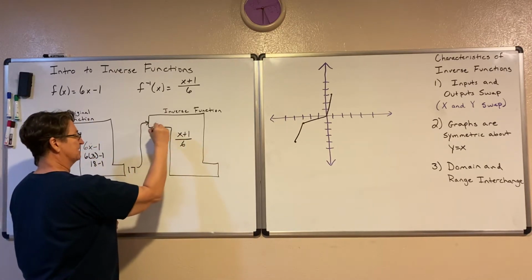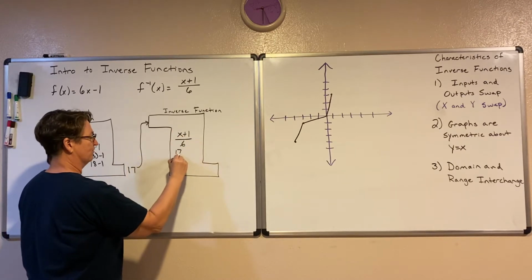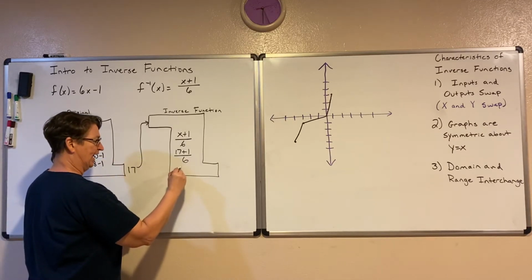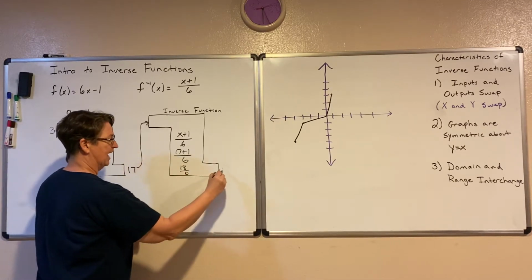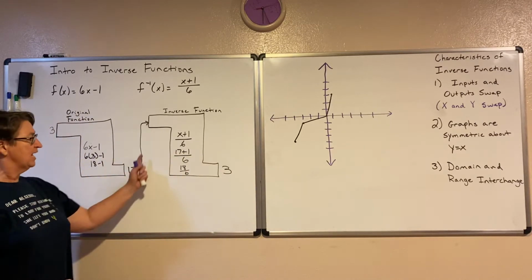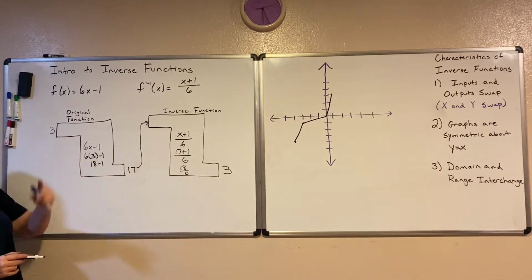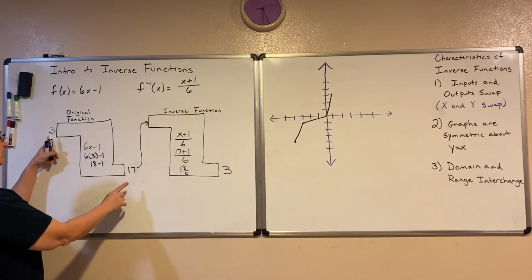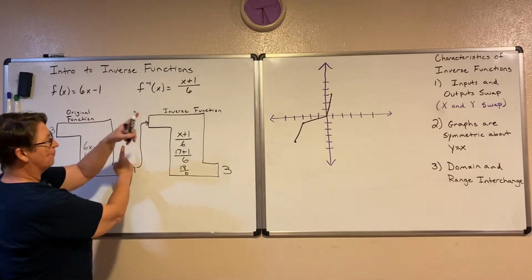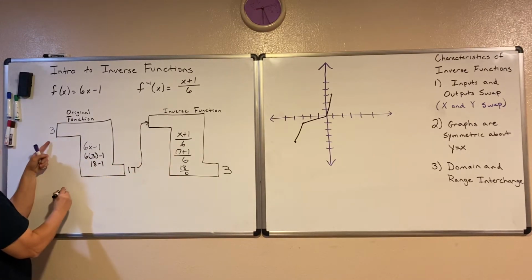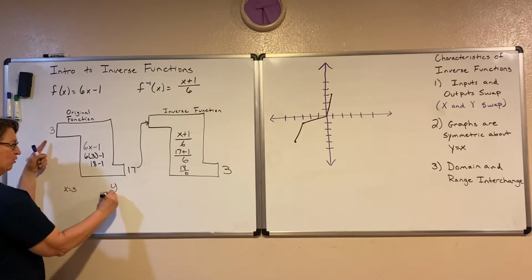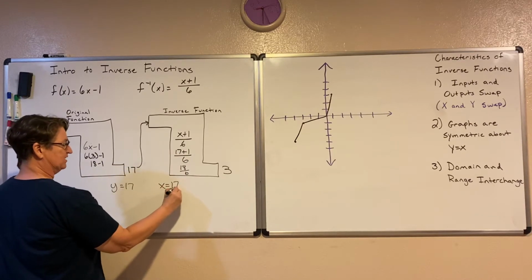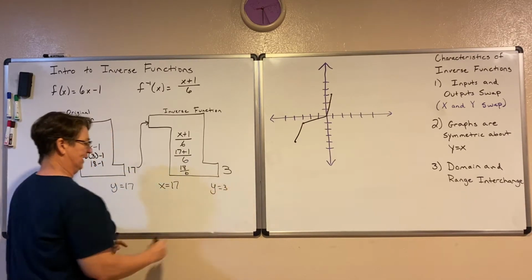I'm going to input that 17 in for the x. So I have 17 plus 1 over 6. Add 17 plus 1 and you get 18 divided by 6, and out comes 3. Notice that it did undo what the original did. So in inverse functions, my x values and my y values swap places. Here my x was 3 and my y was 17, but in the inverse function, my x was 17 and my y was 3.